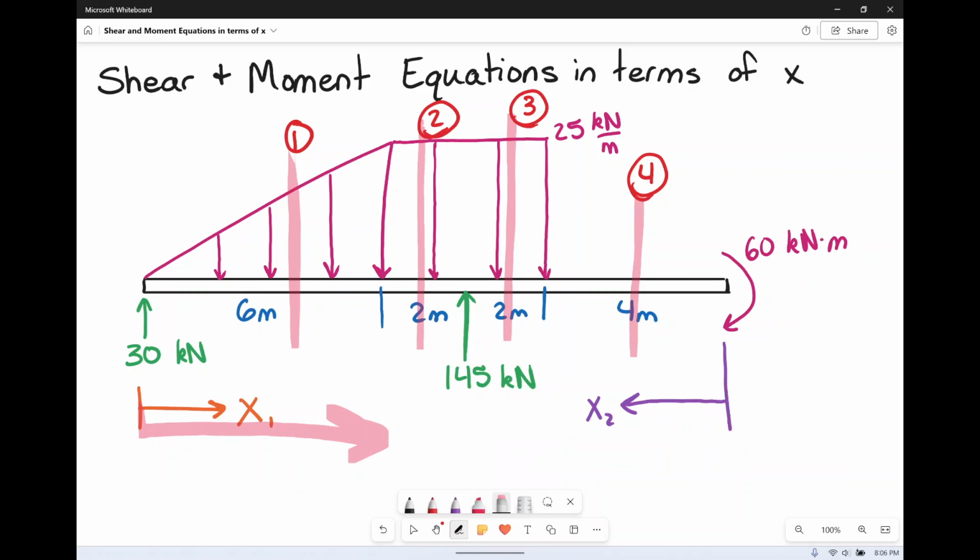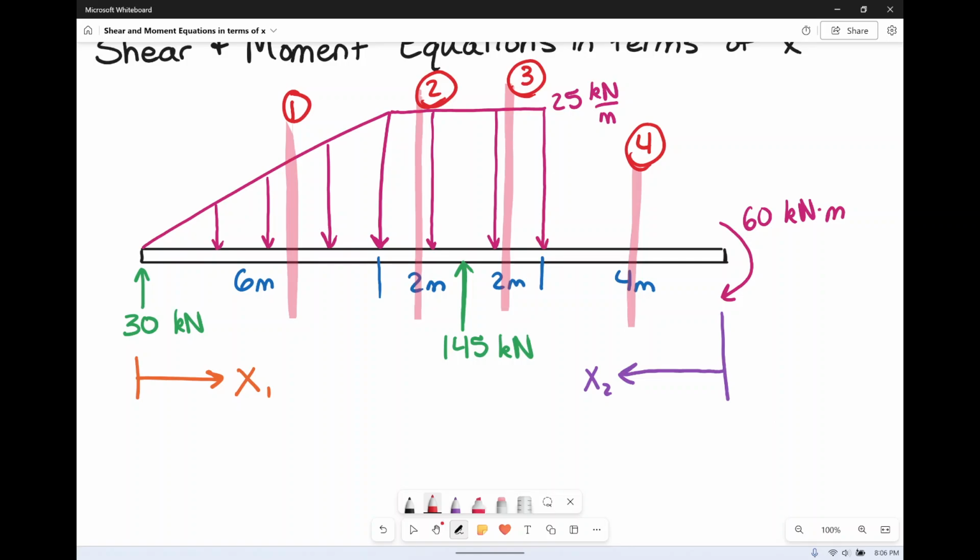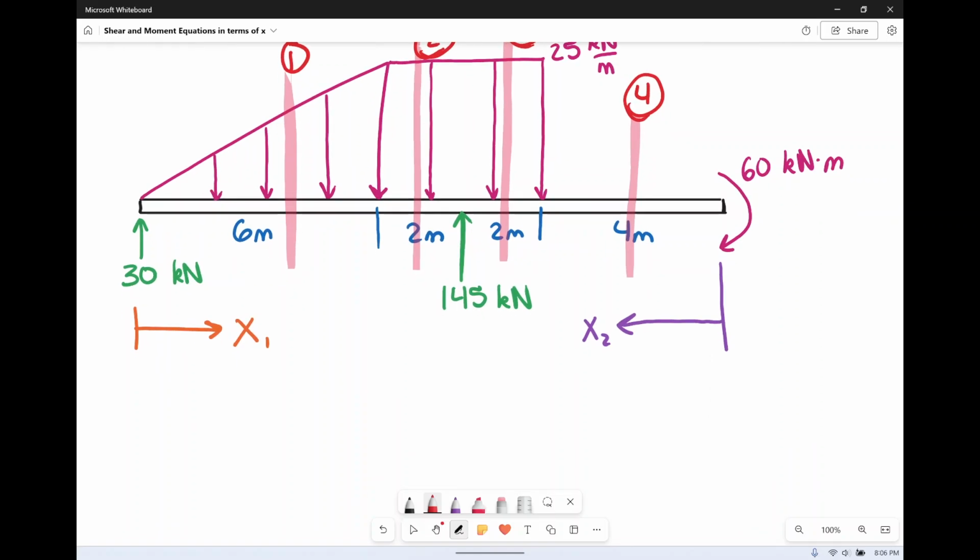So let's see it in action. First up, now that we've made all of our cuts, imagined all of our cuts really, we're going to analyze just like before, one cut at a time. Yes, one cut at a time. So we're going to start with cut number 1. And cut number 1, I'm going to use x1.